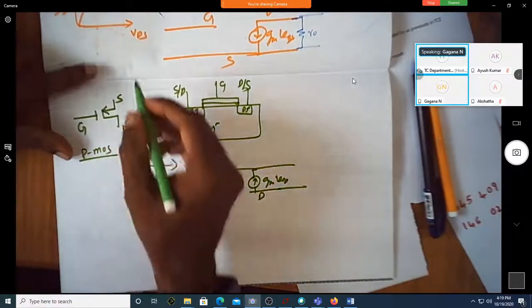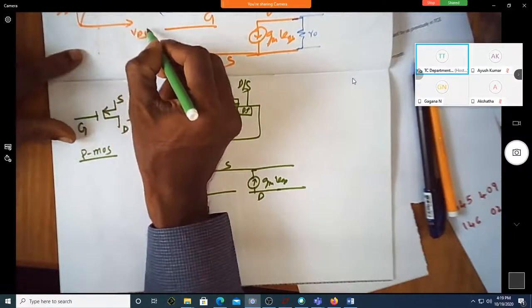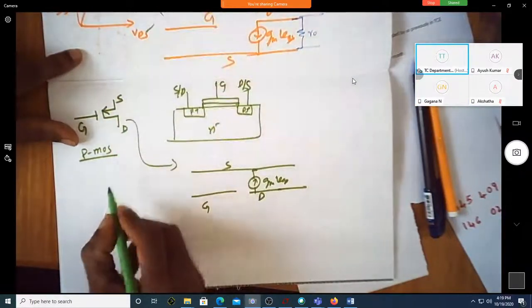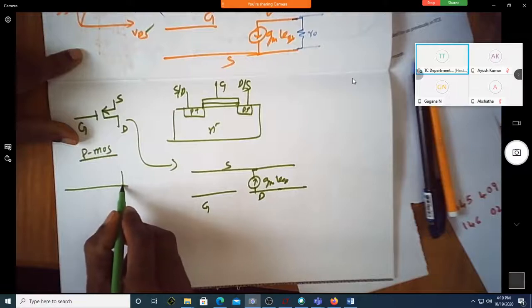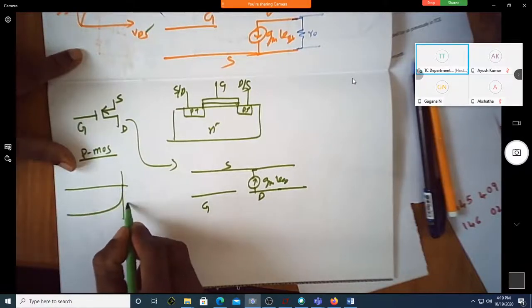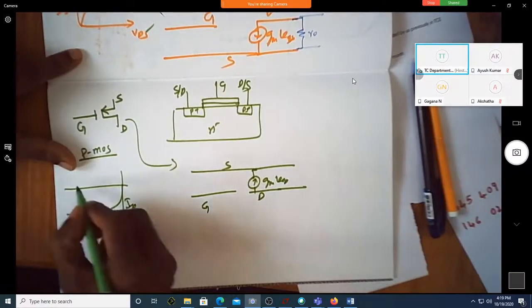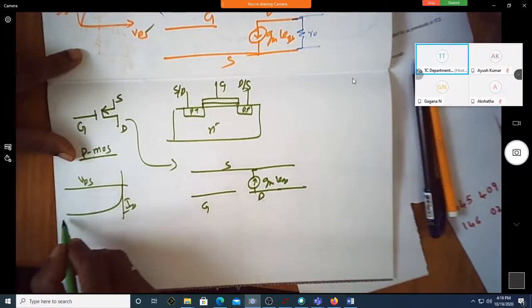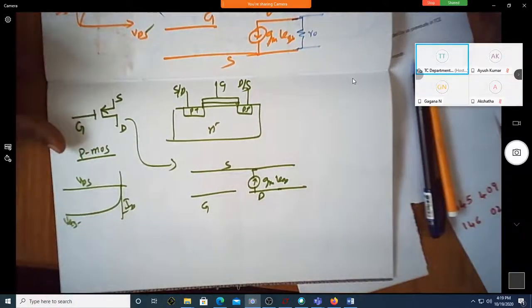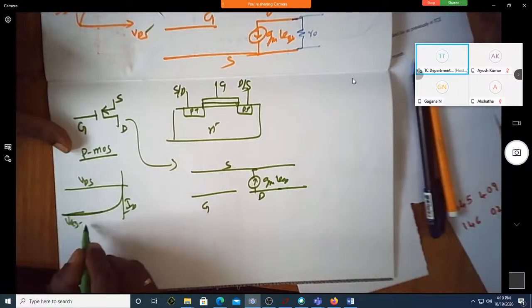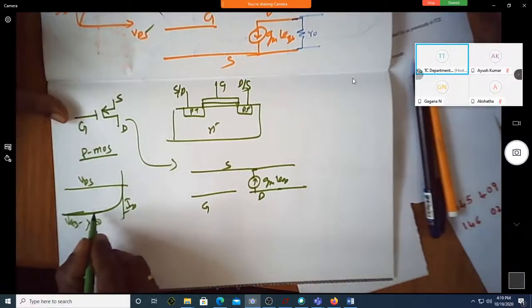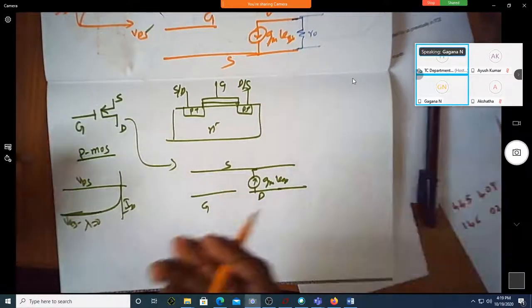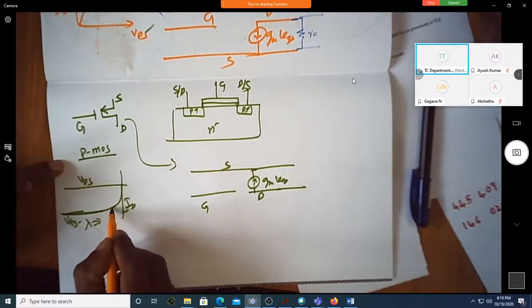For NMOS, all are positive voltages. This is positive, this is positive, this is positive. For the PMOS transistor, everything is negative. See now, this is ID which is negative, this is VDS which is negative, this is VGS which is negative. If lambda is equal to 0, it is flat. If lambda is non-zero, it goes something like this.